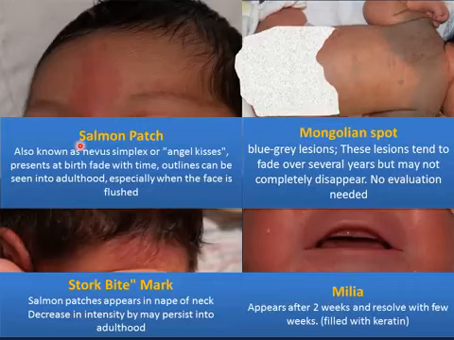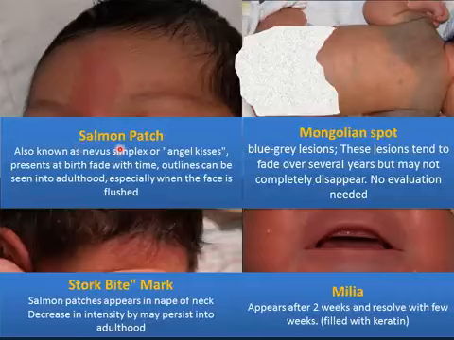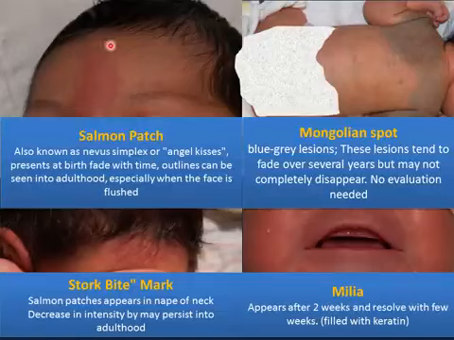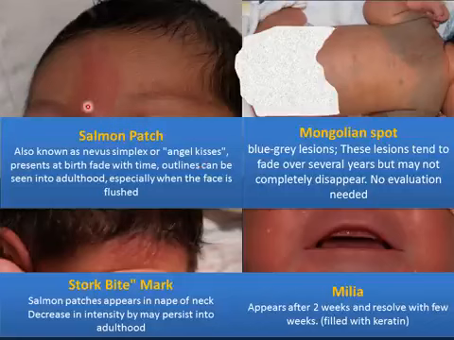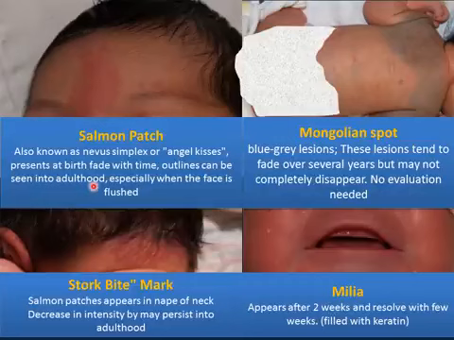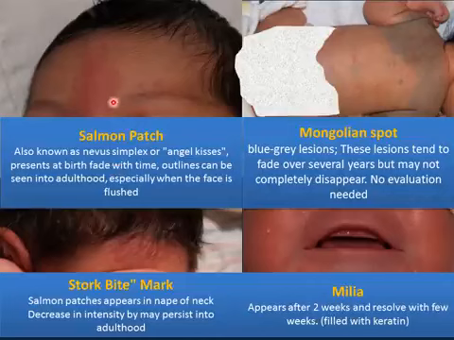The first example of the common benign newborn rashes is salmon patch. Salmon patch is a pink patch that commonly appears in the middle of the forehead, and is also well known as nevus simplex or angel kisses. It appears at birth and fades with time. It requires reassurance. It may show the outline into adulthood when the person becomes nervous or the skin becomes flushed.